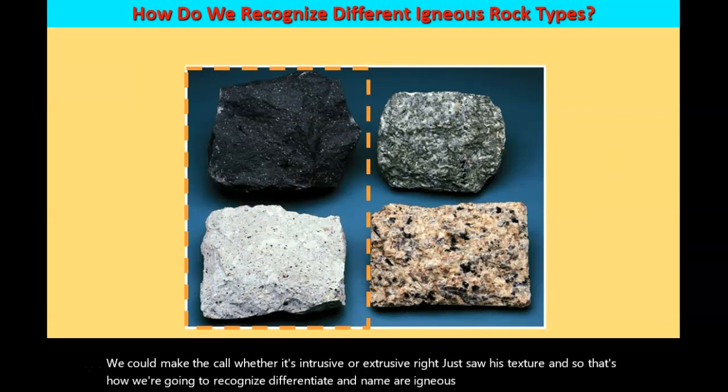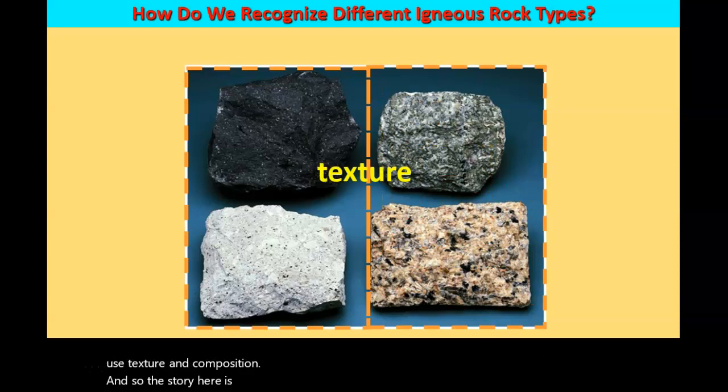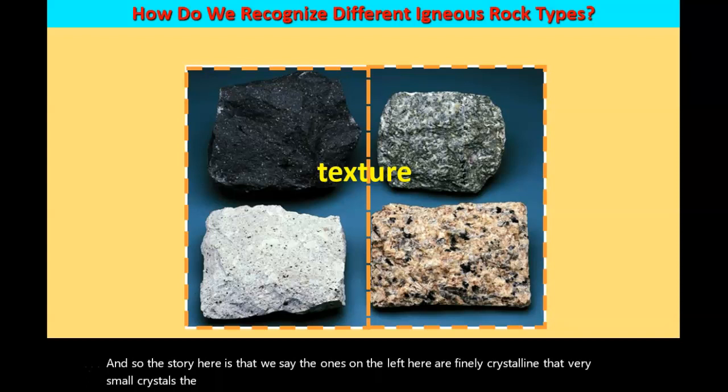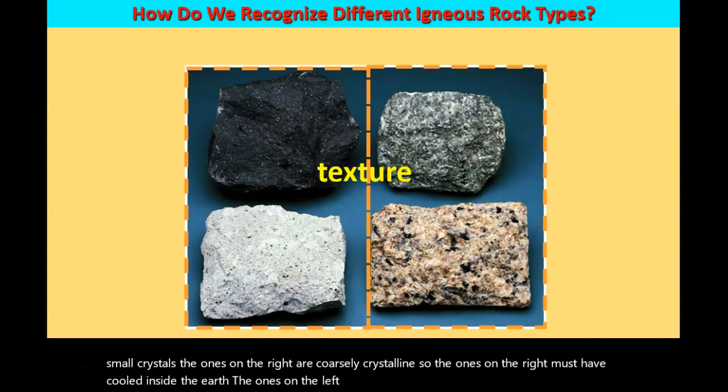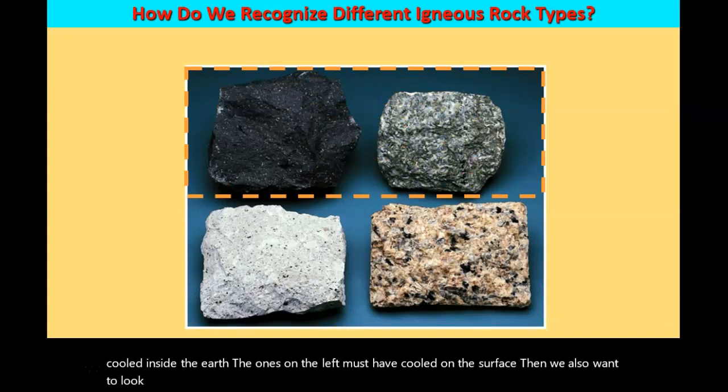And so that's how we're going to recognize, differentiate, and name our igneous rocks. We're going to use texture and composition. The ones on the left here are finely crystalline, they have very small crystals. The ones on the right are coarsely crystalline. So the ones on the right must have cooled inside the earth, and the ones on the left must have cooled on the surface. Then we also want to look at its overall color.